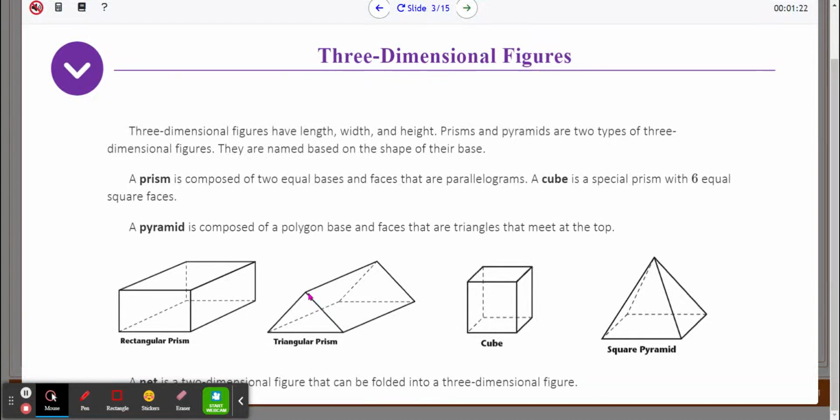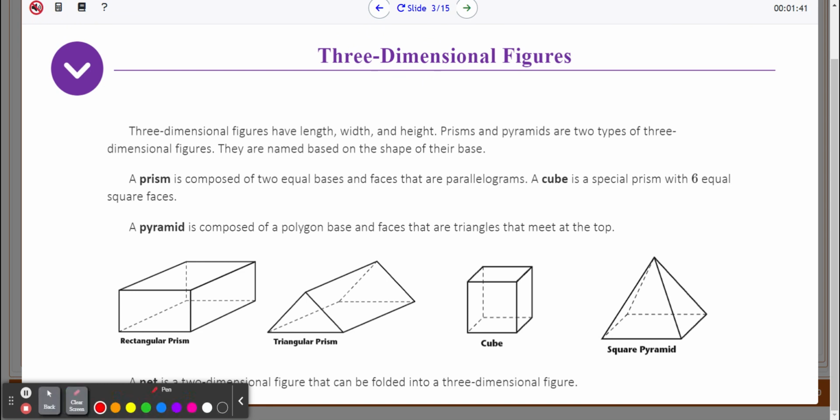Lesson number 51, three-dimensional figures. So three-dimensional figures, or 3D, as it's also known, have length, width, and now also height. Two-dimensional objects only have length and width, but with three-dimensional figures, we've added a third dimension, height.